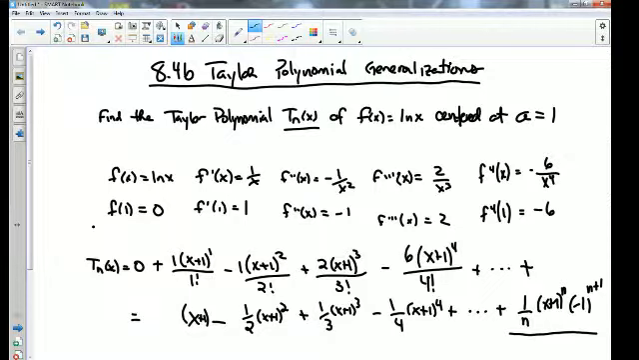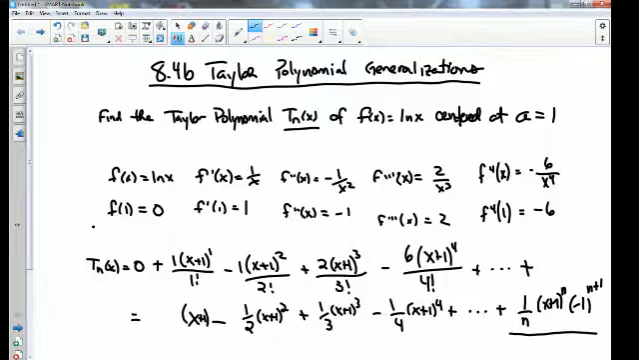So that's another Taylor polynomial and its generalization. These can get pretty difficult thinking through them. I struggle with them myself, so that's really an introduction for you. Let's try another one.